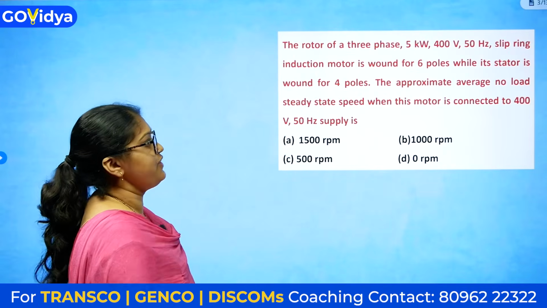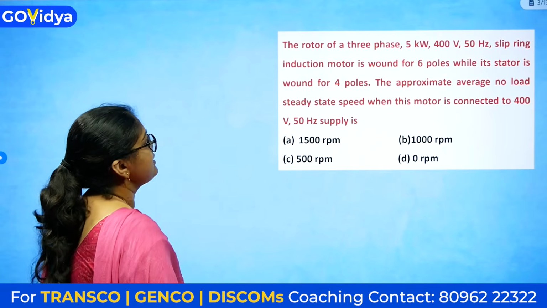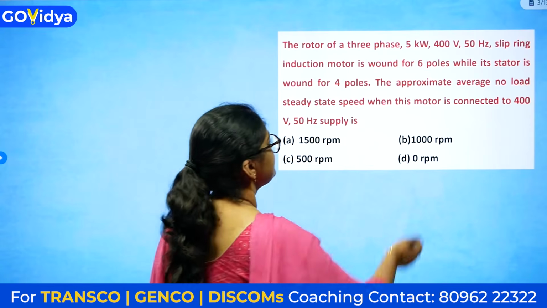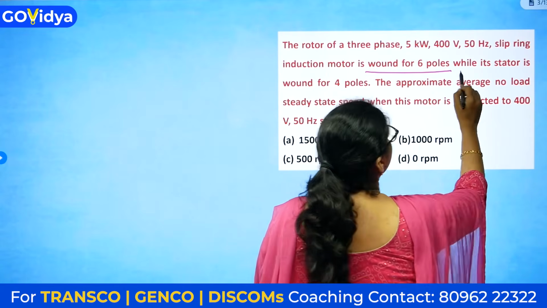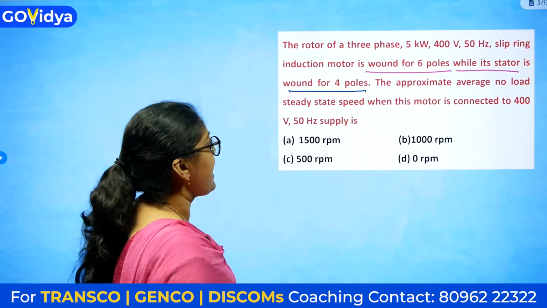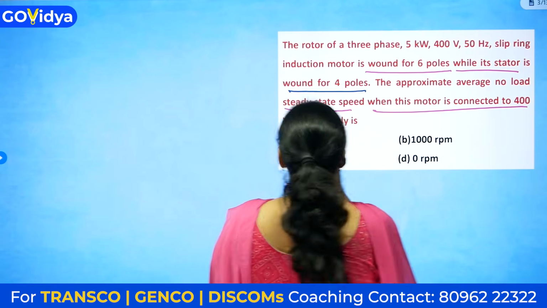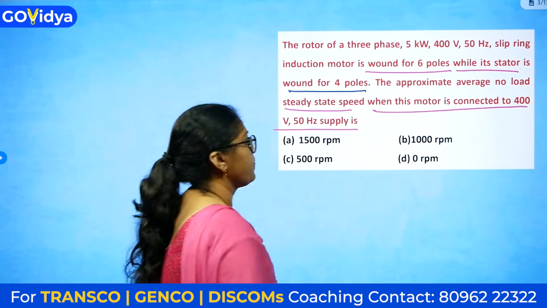The rotor of a three-phase, 5 kilowatt, 400 volts, 50 hertz slip ring induction motor is wound for 6 poles, while its stator is wound for 4 poles. What is the approximate average no-load steady state speed when the motor is connected to 400 volts, 50 Hz?